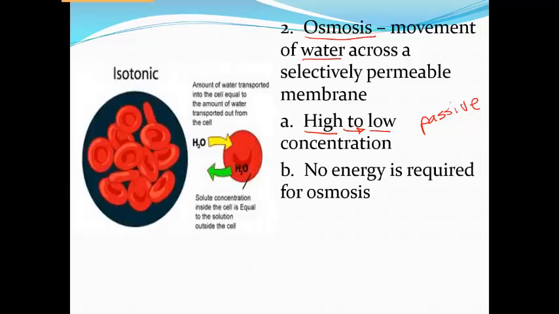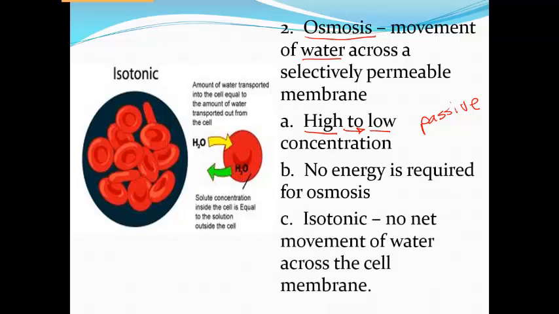Now there are 3 different ways, or types, I guess, of osmosis, and it depends on which way the water is moving. So in this picture here, you notice that there's a yellow arrow going in and a green arrow coming out. And the cell really kind of looks like it's maintaining its shape. Red blood cells kind of have that little dimple in the middle, or little indent.